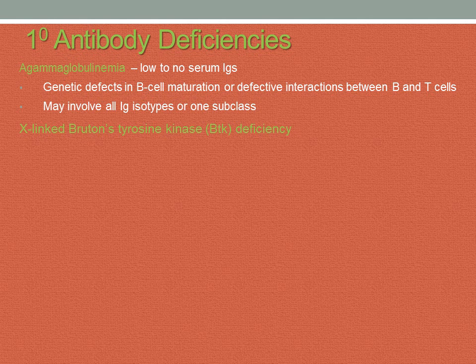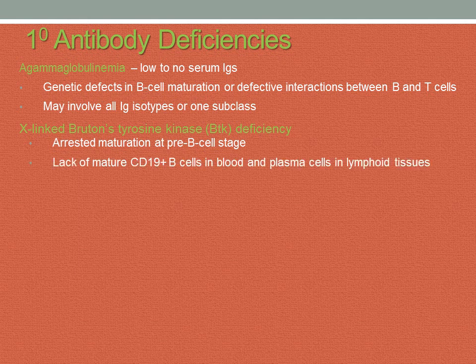X-linked Bruton's tyrosine kinase or BTK deficiency. This is the one that is kind of aptly named if you know that BTK is a particular enzyme that they're deficient in. What happens with these individuals is, again, in B cell development, and so a lack of mature B cells is noted in the blood. These are treated with gamma globulins, routinely given.